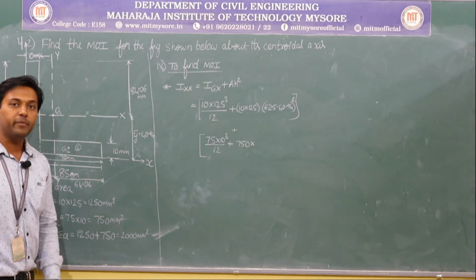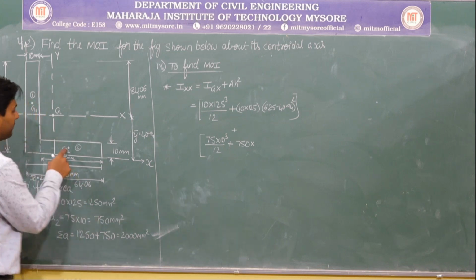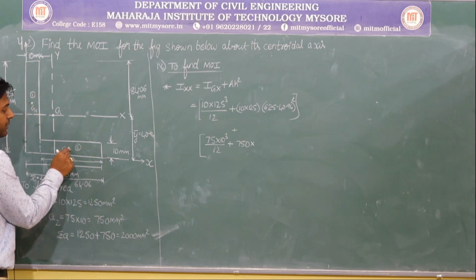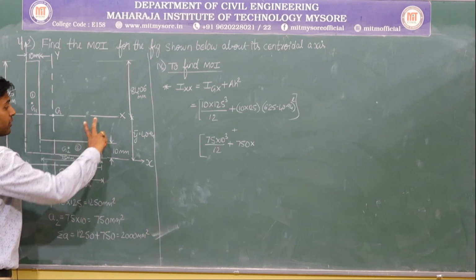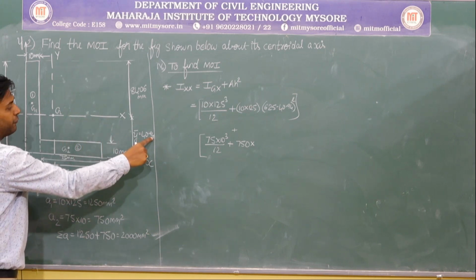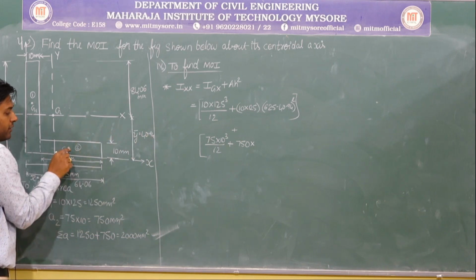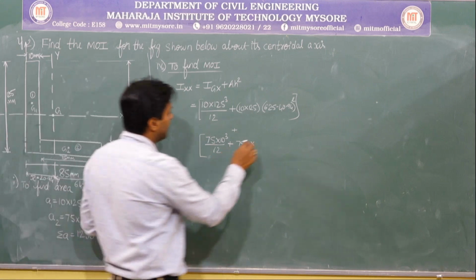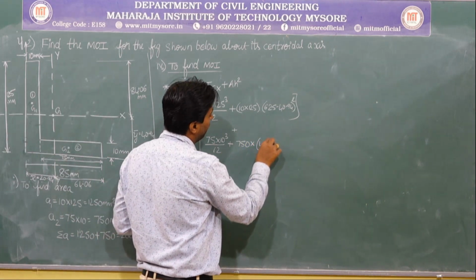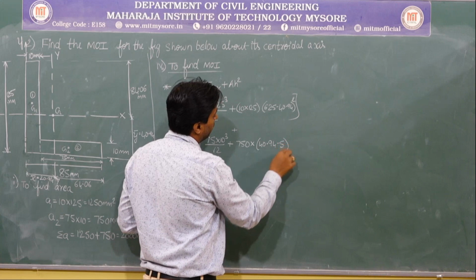It is the distance between the centroid of the Kernson diagram till which particular axis? I am calculating it about XX axis. What is the total distance? 40.94. But I want it from the centroid till here. So deduct 5. So it is 40.94 minus 5 whole square.